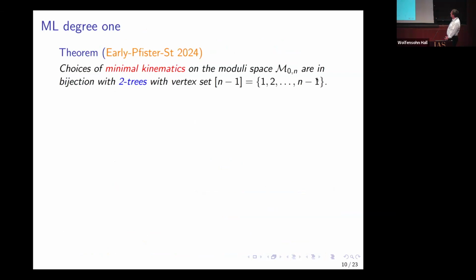Choices of minimal kinematics on our moduli space are in bijection with a certain family of graphs. There's a family of graphs called two-trees. A two-tree is a kind of graph, and these are two-trees on the vertex set 1 up to n minus 1, abbreviated bracket n minus 1. So this is the theorem, and I'm going to explain it now. To explain this theorem, I need to define the red term, minimal kinematics, and the blue term, which is two-trees.